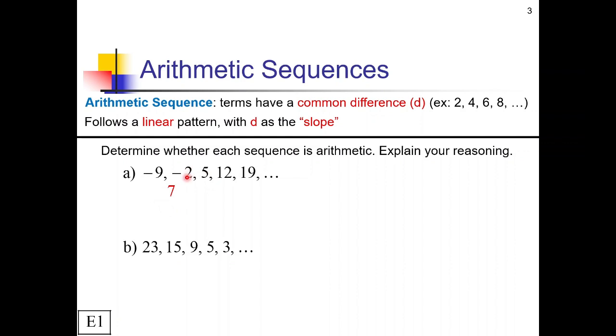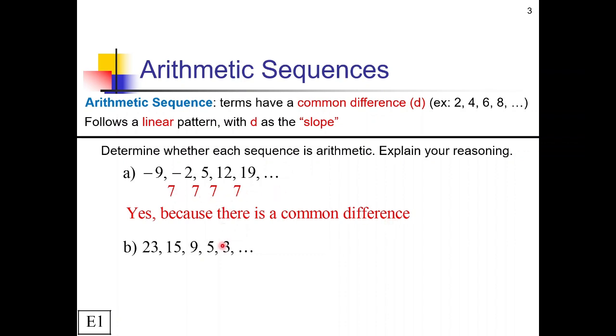Then 5 minus negative 2 or plus 2 is also 7. 12 minus 5 is 7. 19 minus 12 is 7, and this keeps going, but based on what we've seen, it seems that this is an arithmetic sequence because there is a common difference that we're noticing here.